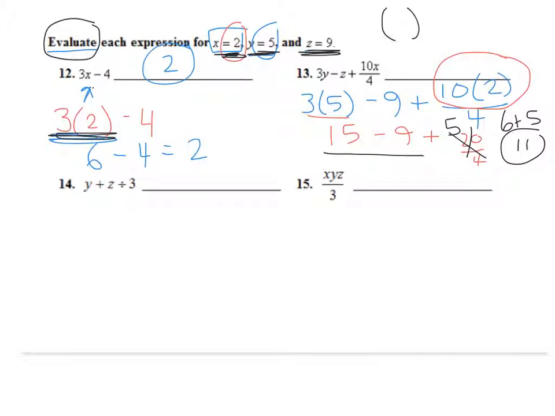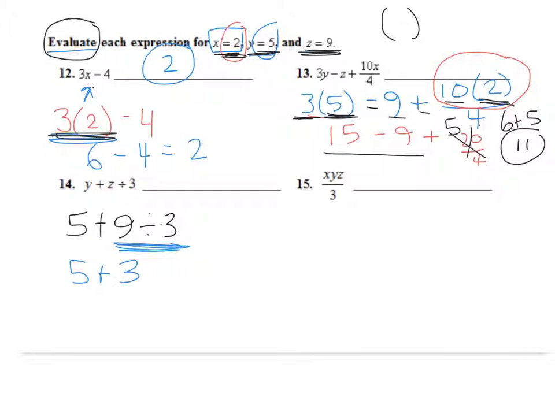Over here I have 3 times y, but y is 5, minus z, but z is 9, plus 10 times 2, because x is 2, divided by 4. After this, I do the order of operations, and I get 11 as my answer. Number 14, I plug y is 5, plus z, which is 9, divided by 3. So order of operations, I do division first. So it's 5 plus 3, which gives me 8 as my answer.